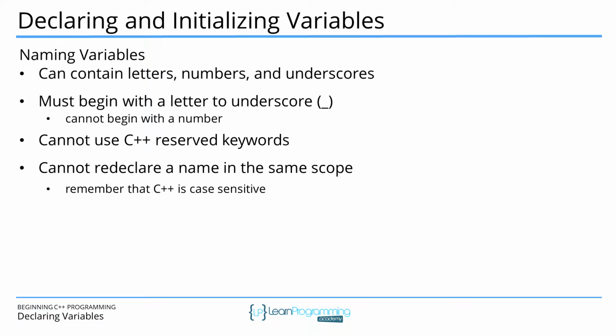The rules for naming C++ variables are very simple. C++ variable names can contain letters, numbers, and underscores. However, the first letter of the name cannot be a number. It can be an underscore or a letter.